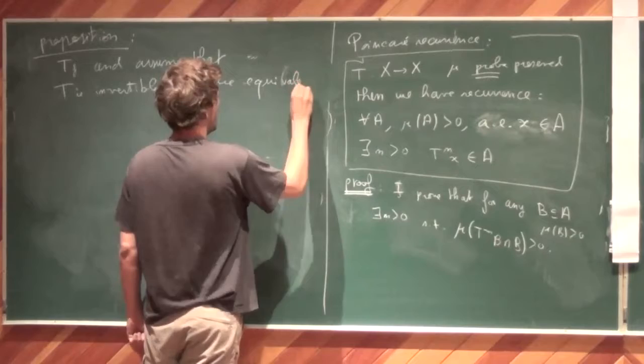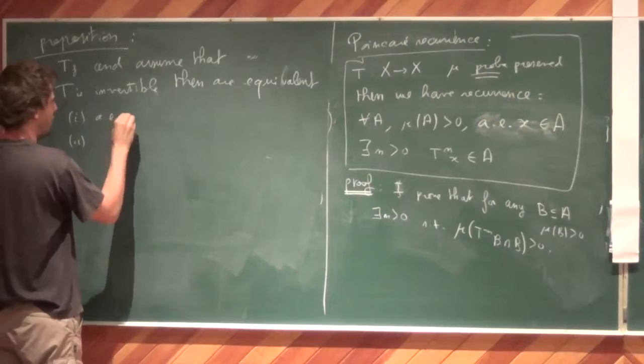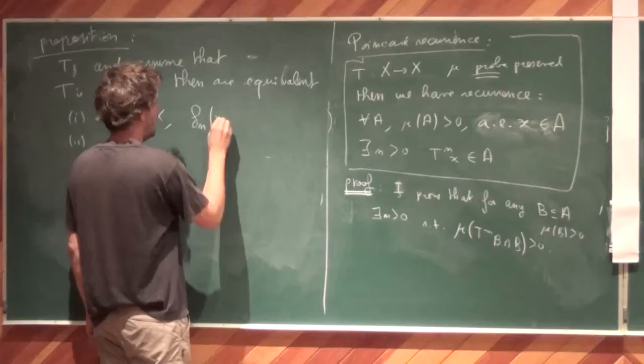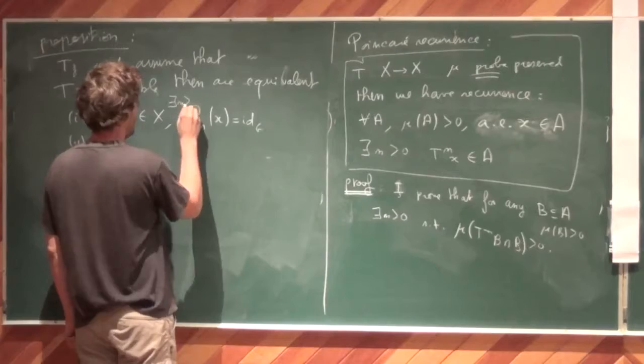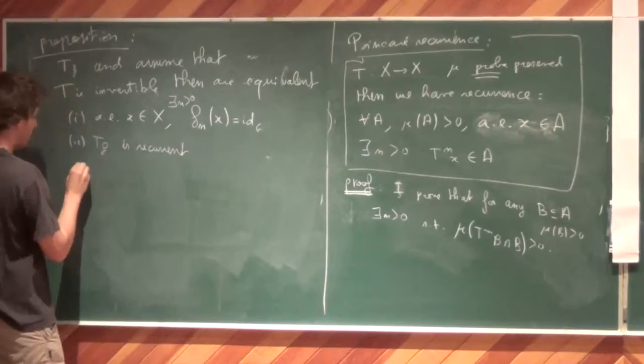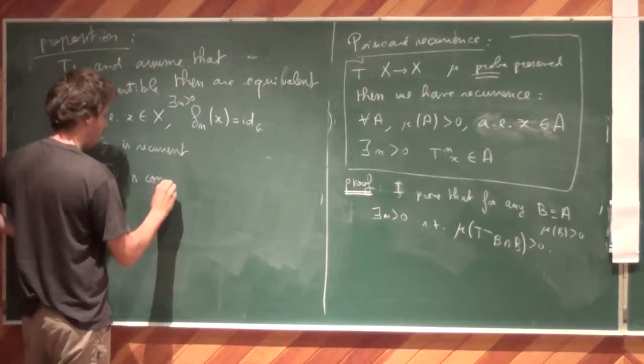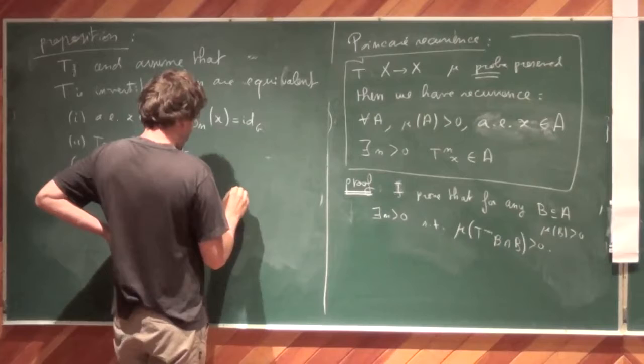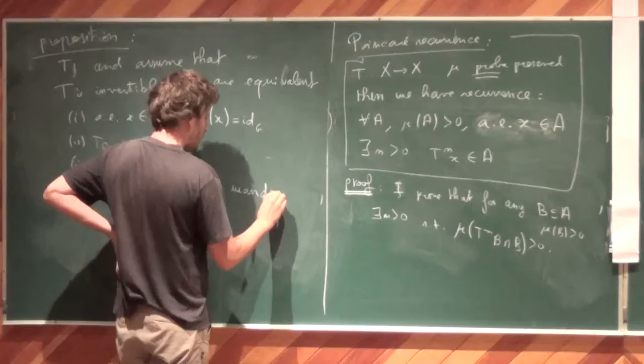For almost every x in X, there is this N positive such that... So this is the same as going back to the fiber, but not necessarily linear. This is equivalent to saying that T_F is recurrent. And this is also equivalent to saying that T_F is what we call conservative. And what is conservative is, it means wandering sets are of zero measure, and so I should define wandering sets.